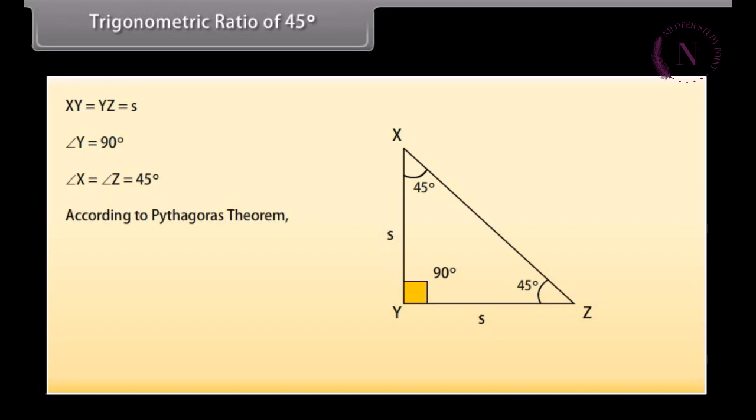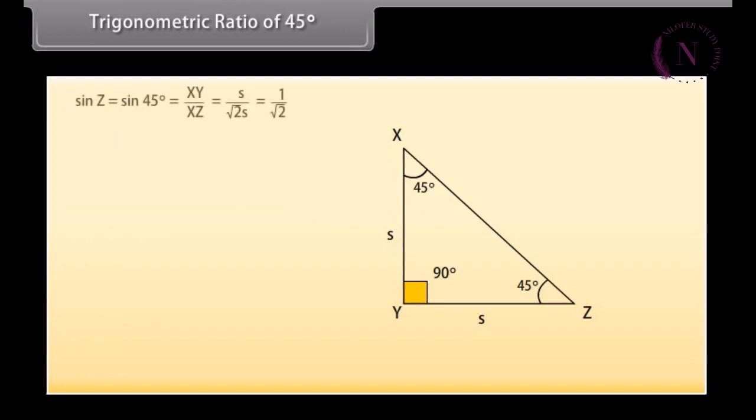According to Pythagoras' theorem, XY square plus YZ square is equal to XZ square. By substituting the values, we get s square plus s square is equal to XZ square. XZ square is equal to 2s square, which gives XZ is equal to square root 2 s. Sin Z is equal to sine 45 degree, which equals XY upon XZ, which equals s upon square root 2 s, which is equal to 1 upon square root 2.